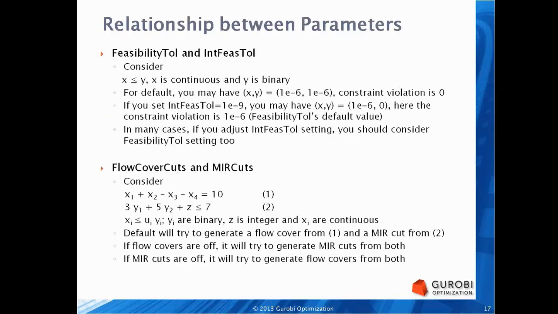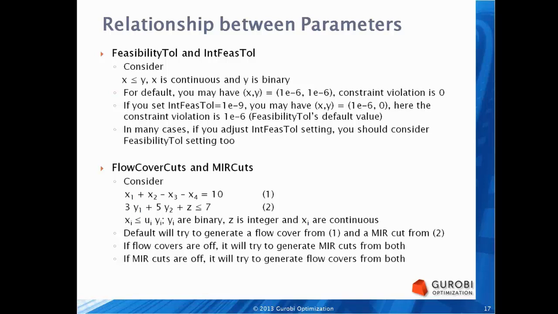Now let's talk about the relationship between parameters. First, I want to talk about feasibility tolerance and integer feasibility tolerance. Let's just consider a very simple case. If you have a MIP, it has a very simple constraint, x less or equal to y, x is continuous, y is binary. Now if you solve the MIP using default, you may get x equal to 10 to the minus 6, y also equal to 10 to the minus 6. Then the constraint has no violation. But you have 10 to the minus 6 integer feasibility violation.